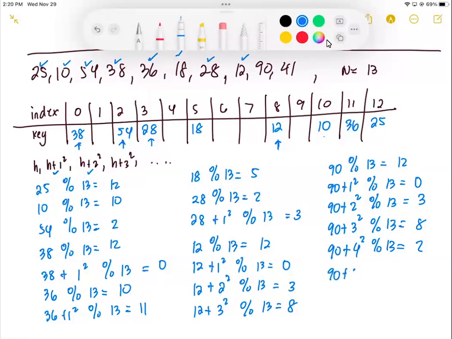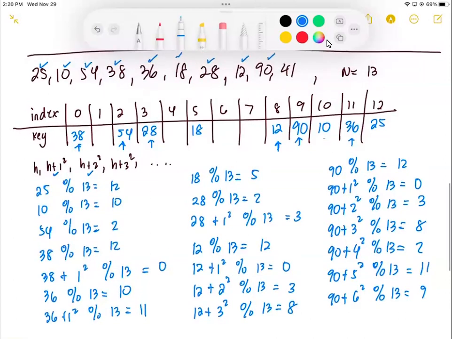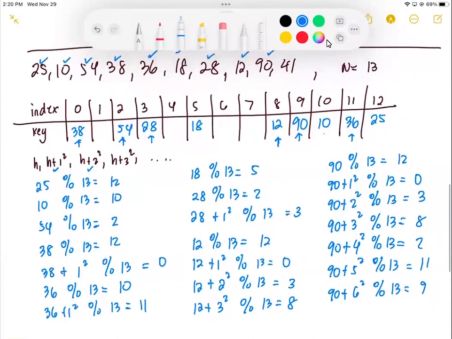In this case, we have 90 plus 5 squared modulo 13. 5 squared is 25, and it's actually 11. So let's look at the 11th slot, still occupied, right? So we don't want that. Let's look for another one. Let's see, 90 plus 6 squared, or that's just 36, modulo 13, and it's actually 9. And if we look at 9, it's empty, so we are going to add 90 here. Now we have completed computing, looking for a slot for 90.